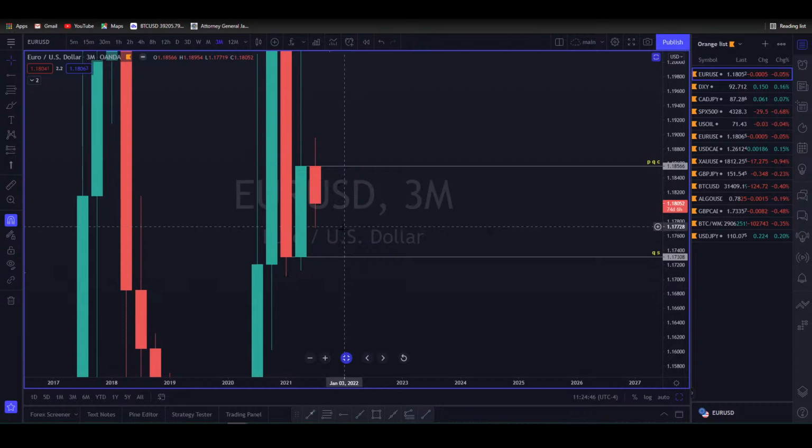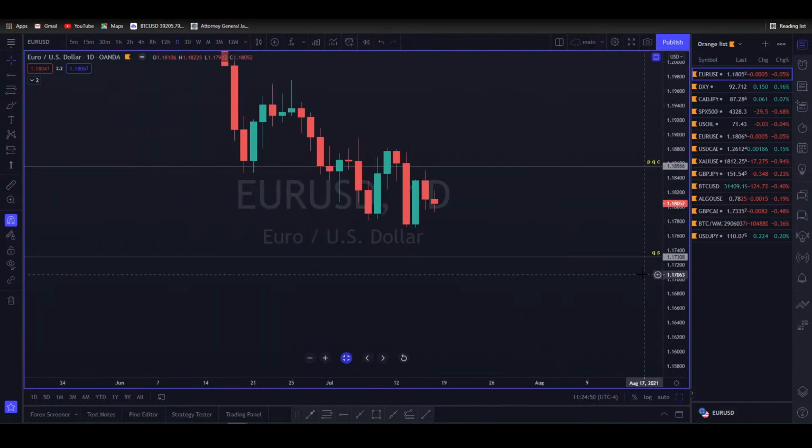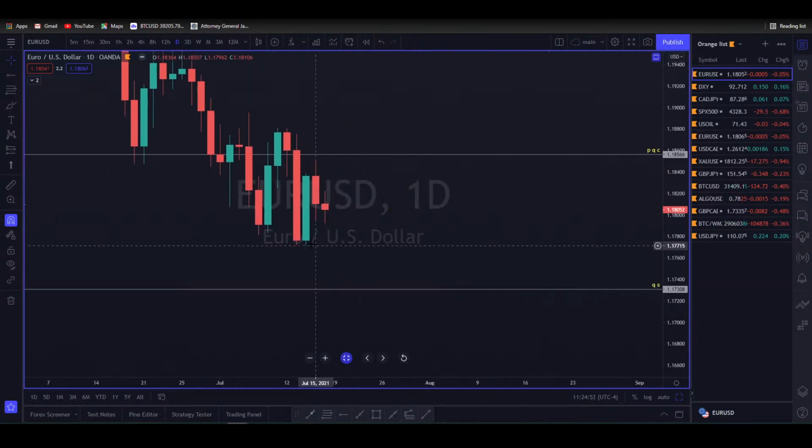All right. So quarterly support is right there. We go back into our daily. So daily support here, daily resistance here. So you're tightening up, right? This is just near term. Daily support, daily resistance.